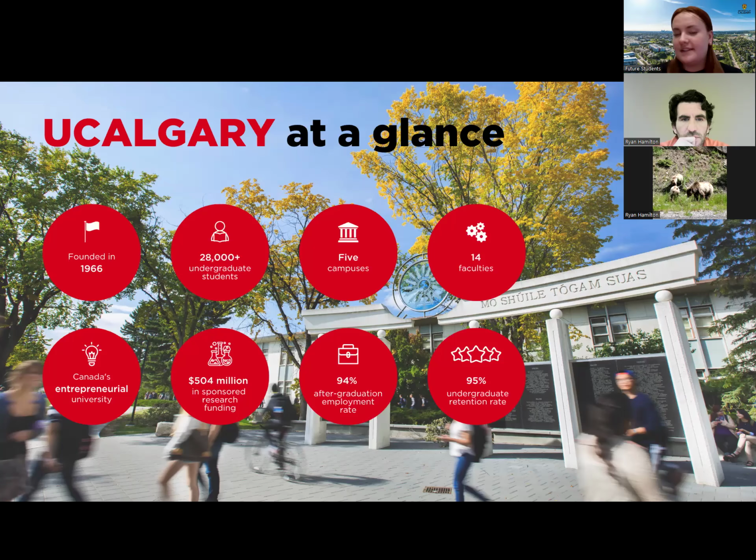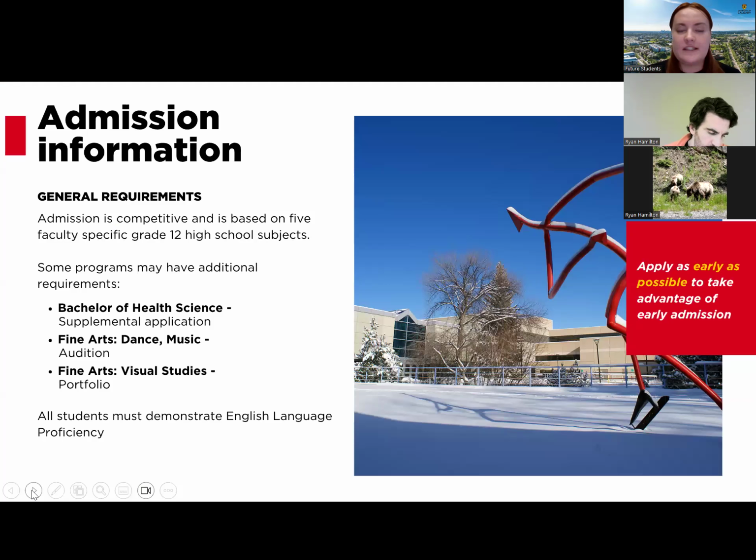And then these two are my favorite statistics down here in the corner. So we have a 94% after graduation employment rate, and then a 95% undergraduate retention rate. That undergraduate retention rate means that students who come to us for their first year, 95% of the time will stay with us for their entire degree. So that's just kind of speaking to that student life satisfaction, everything that you can expect with being a University of Calgary student.